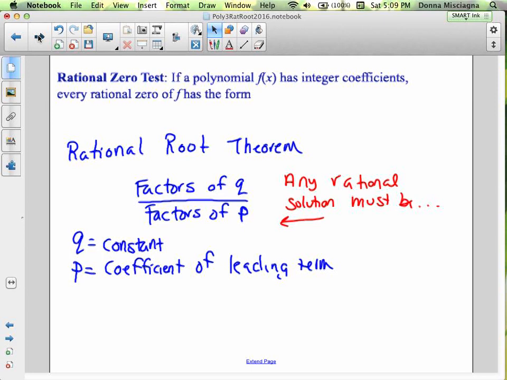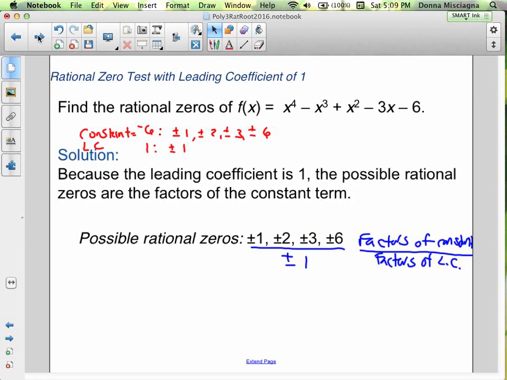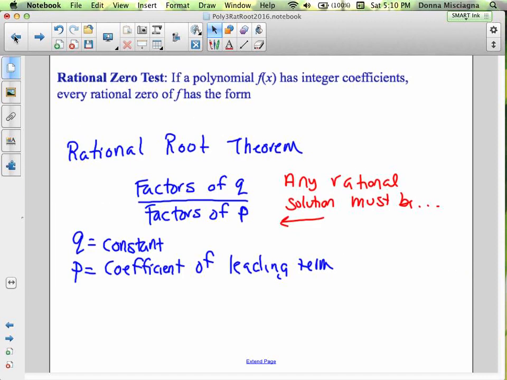So let's look at our first example. We want to find the rational zeros of f of x equals x to the fourth minus x cubed plus x squared minus 3x minus 6. Now, with the rational root test, there's an infinite number of choices for me to choose from. How do I know which one to choose? Well, the rational root test says the number you should choose has to be from the pool of numbers that you can write using the factors of your constant term divided by the factors of your leading coefficient.